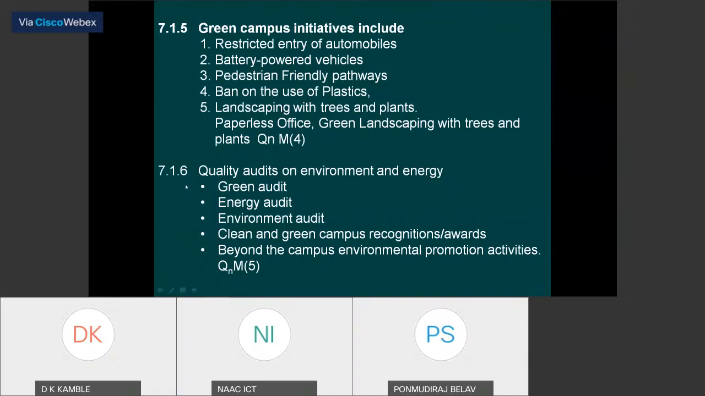Then one more, 7.1.6, quality audits on environment and energy. It covers green audit, energy audit, environment audit, clean and green campus. For that, the institution has to conduct separate audits. Green audit is separate, energy audit and environment audit. And kindly provide these audit reports in the SSR.